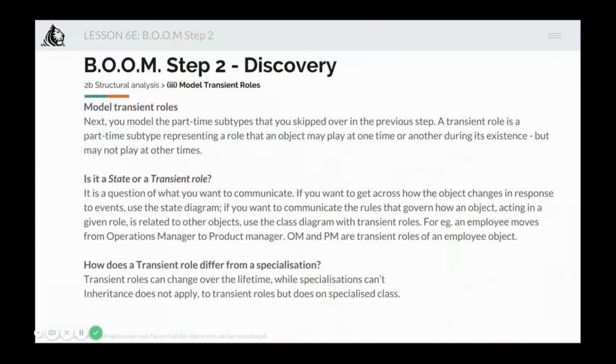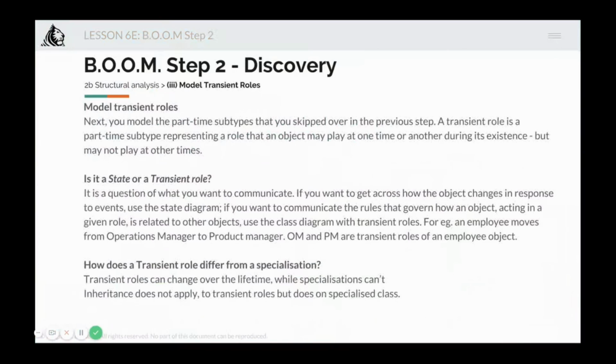If you want to get across how the object changes in response to events, use the state diagram. Okay, if you want to communicate the rules that govern how an object acting in a given role is related to other objects, use the class diagram with transient roles.